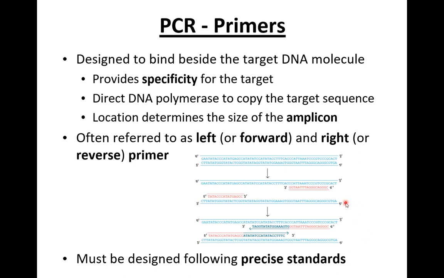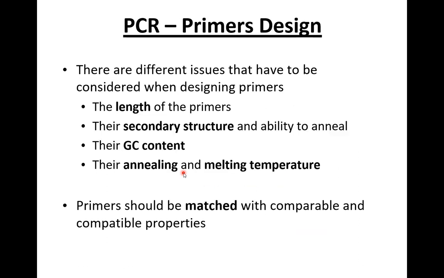Now, these primers are designed, and there are a lot of online tools that make your job much easier. So if you know your target sequence, you can just extract it from a database like NCBI, enter it in these online tools, and then they will give you a set of primers that you could use to amplify that sequence. You would have to enter some criteria like how big you want your amplicon to be and so on. But you can actually design these primers even by hand, by following some specific rules and standards.